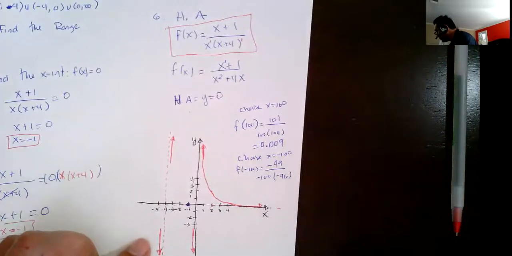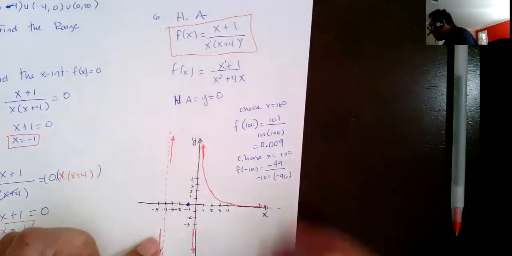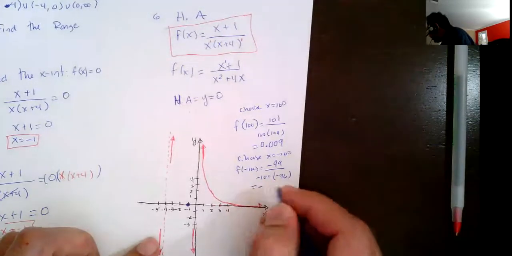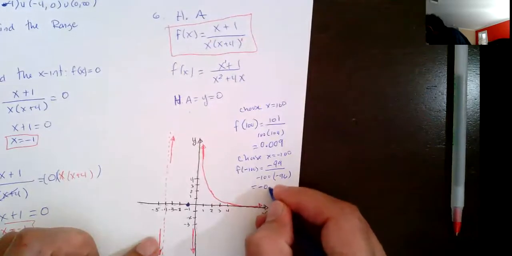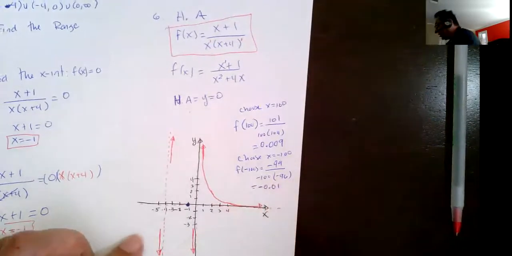So let's find these values really quick. Using your powerful calculator, that would be -99 divided by -100 times -96. And notice, it gives me a negative value, by the way. This is a -0.01, notice, everybody?